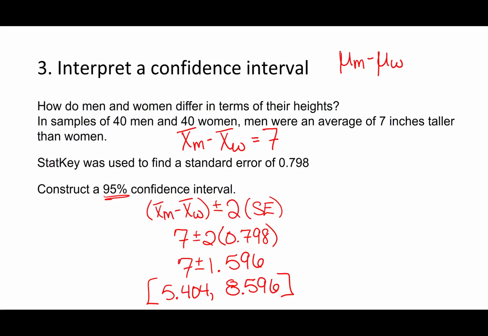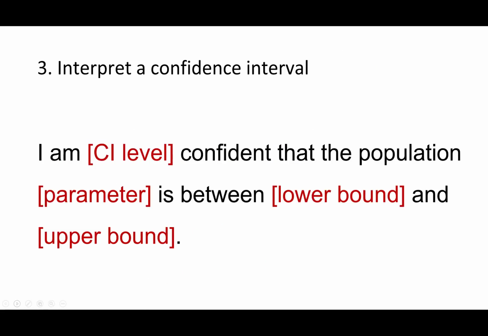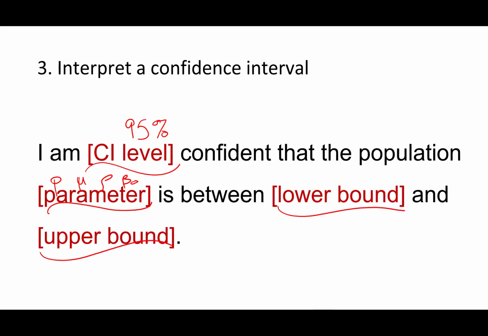You may have noticed a pattern in how I interpret the confidence intervals. This is the general form of the interpretation that I use. I encourage you to use this as well, at least at first, when you're just starting to learn about confidence intervals. I am [confidence level], so this will be a percent, typically 95%, confident that the population parameter, so this will be your p, mu, rho, beta, is between the lower bound and the upper bound.